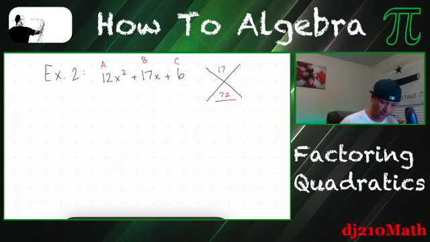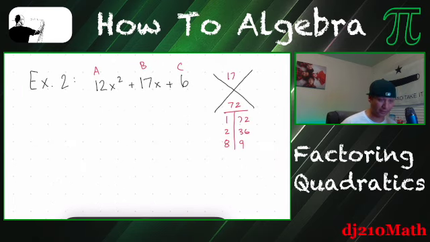All right, going through the list of 72: 1 and 72, 2 and 36. I'm going to skip a few. One that pops out of my mind is 8 and 9. 8 times 9 is 72. And then, as we're going through this list, we try to see which ones add up to 17. Notice the signs are both plus, so I know that I don't have to worry about the negatives.